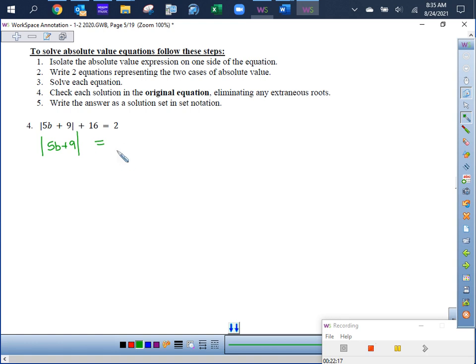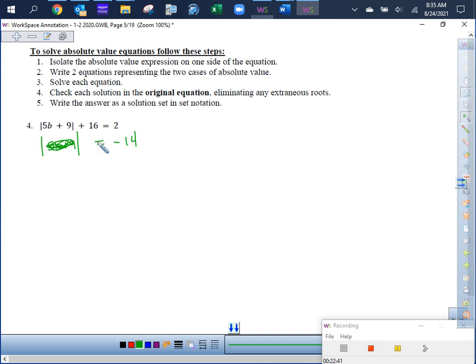We'll get rid of the plus 16 by subtracting 16. And this is where having me to guide you will save you hours of time this chapter. I have gotten the bars by themselves, and there are no letters over here, just numbers. It is time for the common sense check. This is an absolute value of something. Will that ever, ever, ever turn out to be negative 14? What do you think?